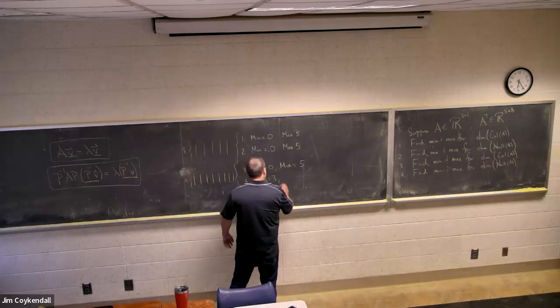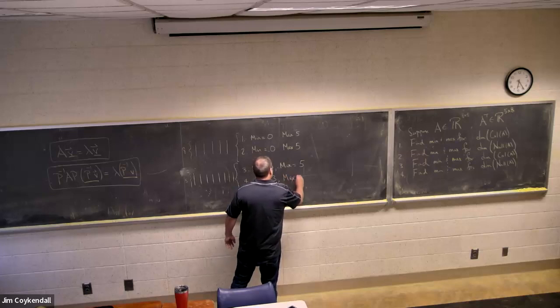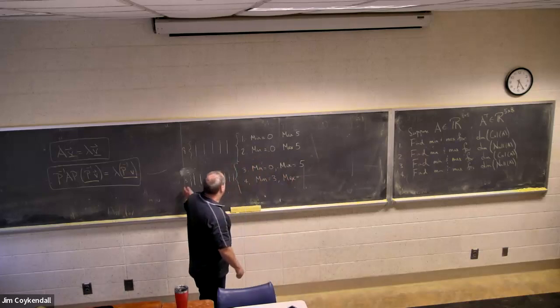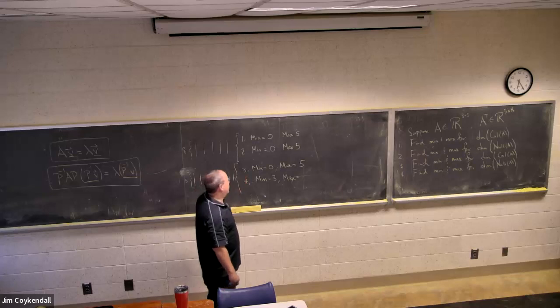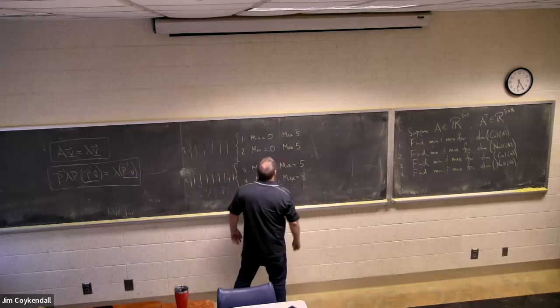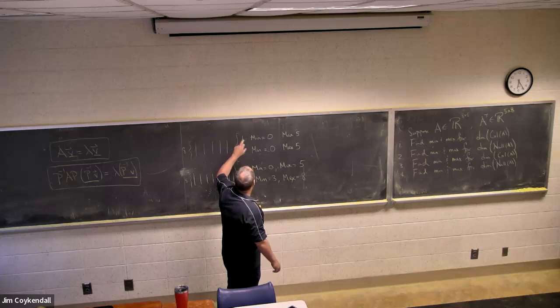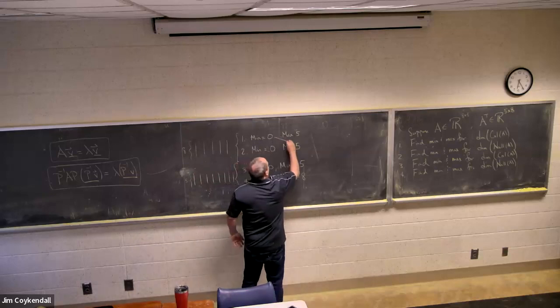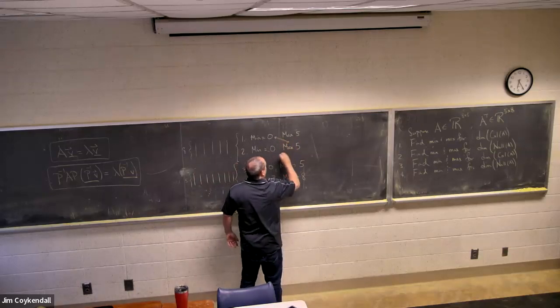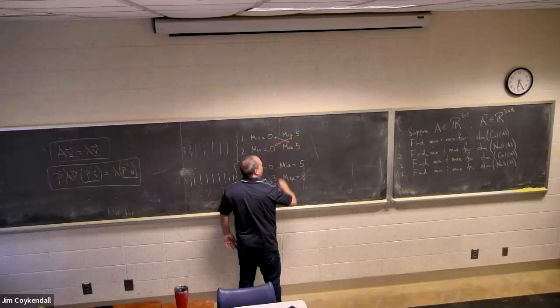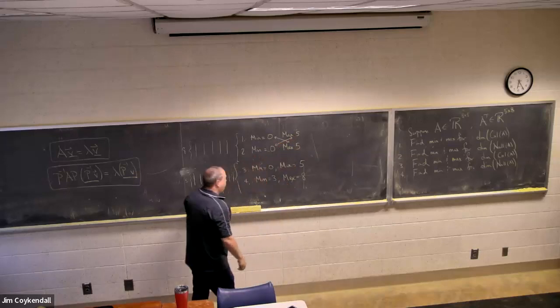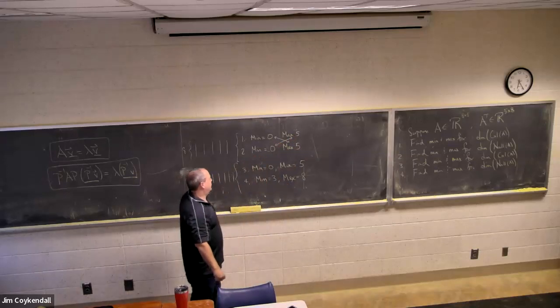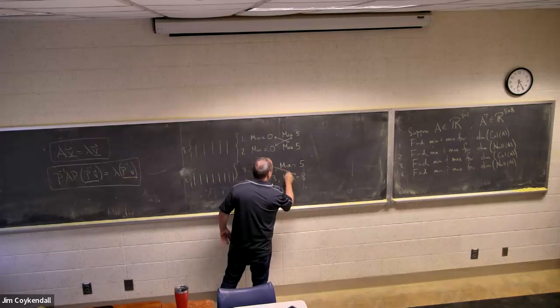What about the max? 8. Again, these should all be 0 columns and everything, so it can be 8. By the way, how many columns does this matrix have? What's 0 plus 5? How many columns does this matrix have? 8. 0 plus 8?